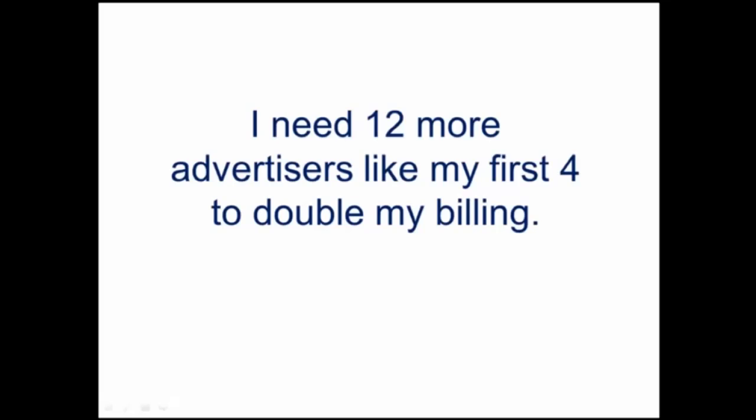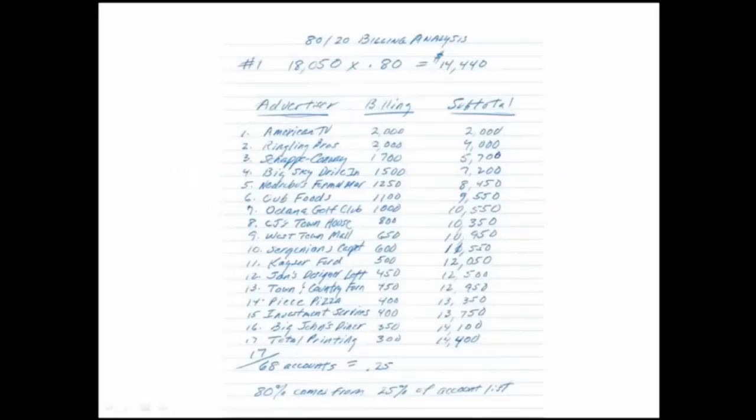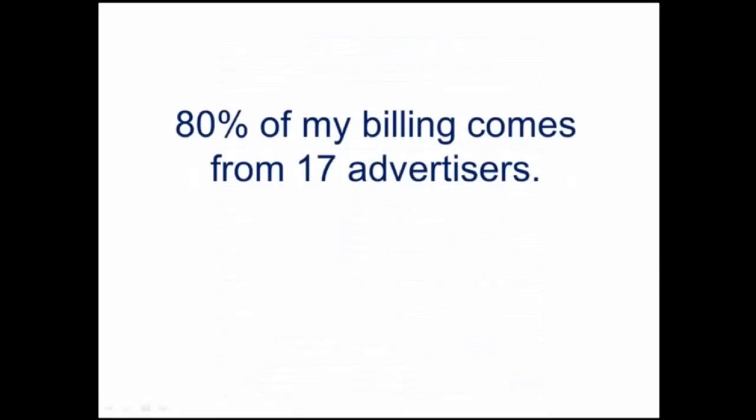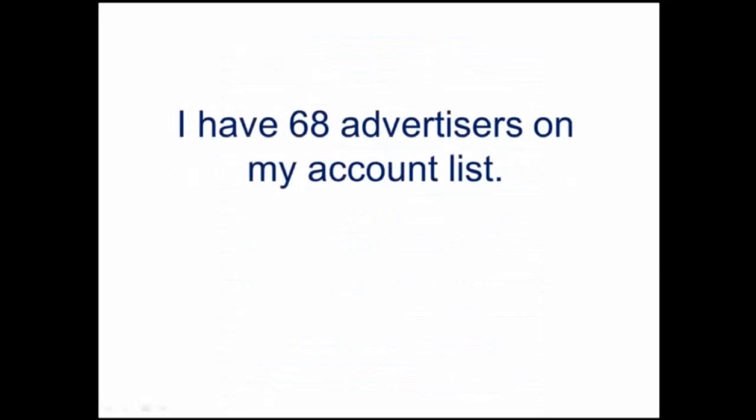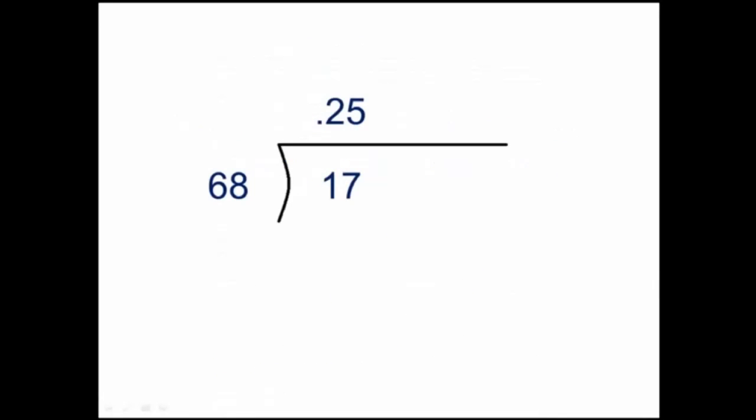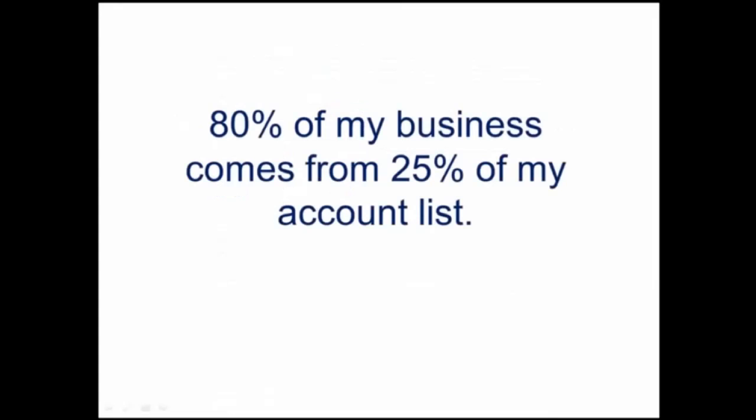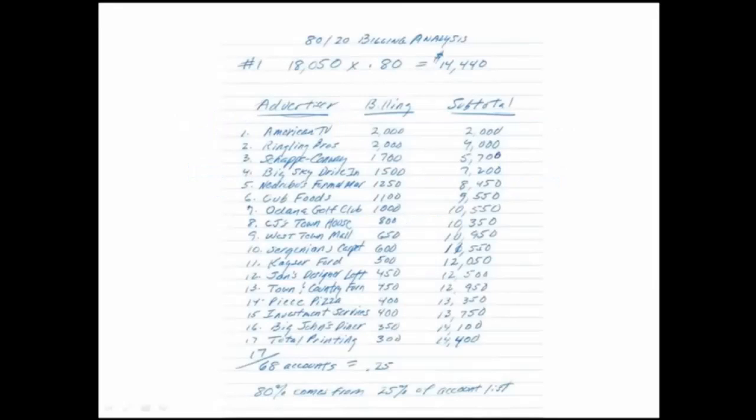So I'm using this exercise, and I'm riffing on this a little bit because I want you to do it for yourself. Get a sheet of paper, use one of the forms, make an Excel spreadsheet. I don't care. It takes about 10 minutes. You take your top biller, second biller, third biller, fourth biller, and you add them up until you get to 80% of your business. So I did it, and there it is. 80% of the billing comes from 17 advertisers. Then I have 68 advertisers on my account list, so I divide that. I get 25%. 80% of my business comes from 25% of my account list. Interesting.